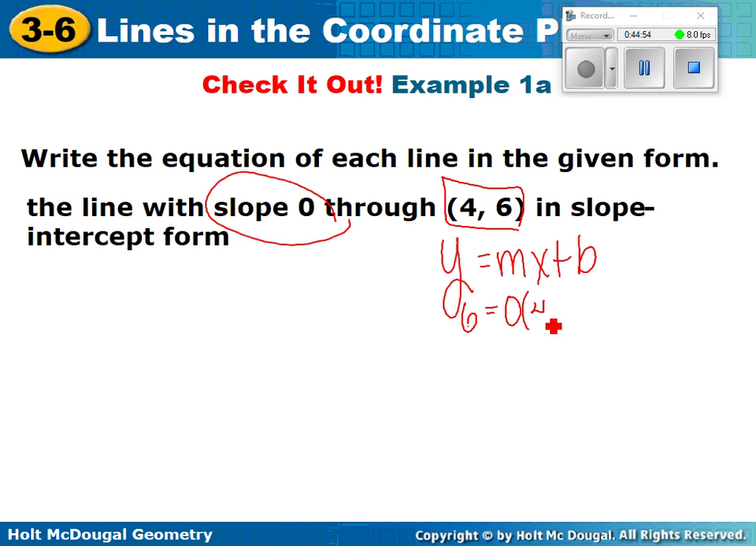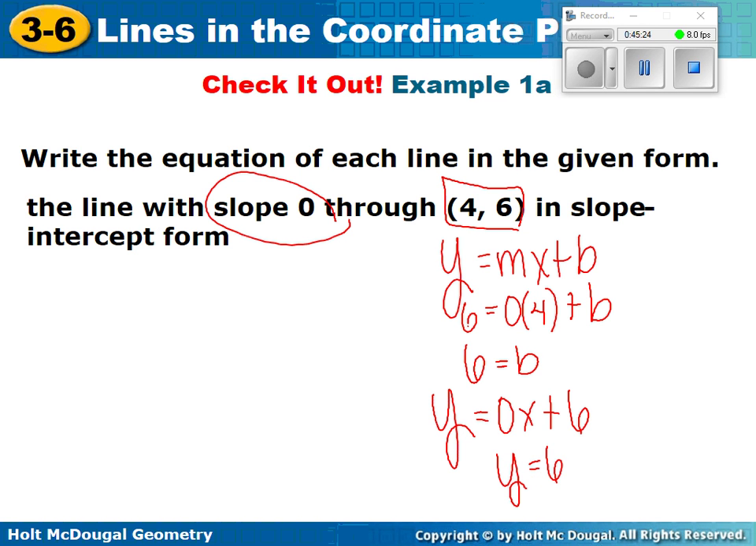and solve for b, which is what we just did on the previous problems where we were trying to write the equation. What is 0 times 4? 0. So this gives me 6 equals b. Then I go back and I write my equation. Y equals 0x plus 6. And you could leave it like that because it said in slope-intercept form, but what does that simplify to? Y equals 6. And did I really need to go through all that work to get that equation?